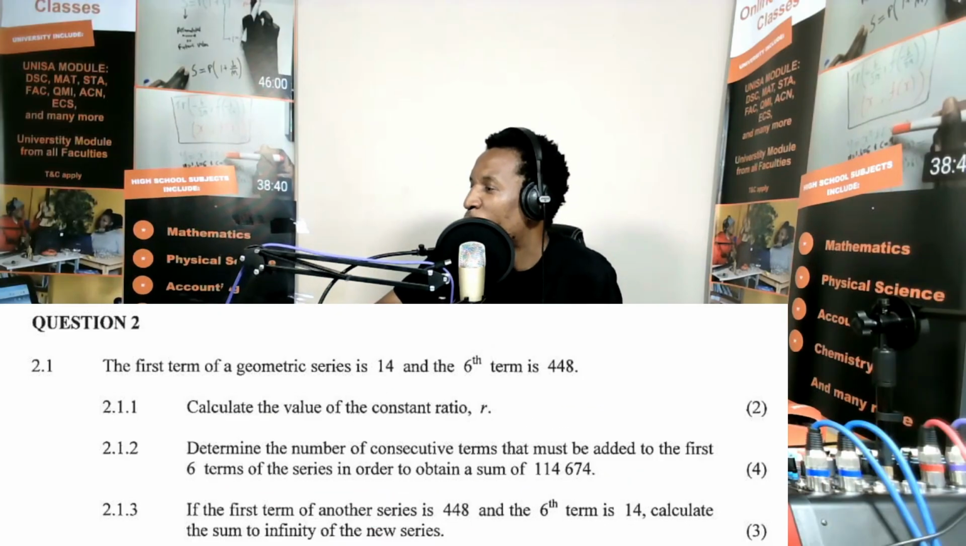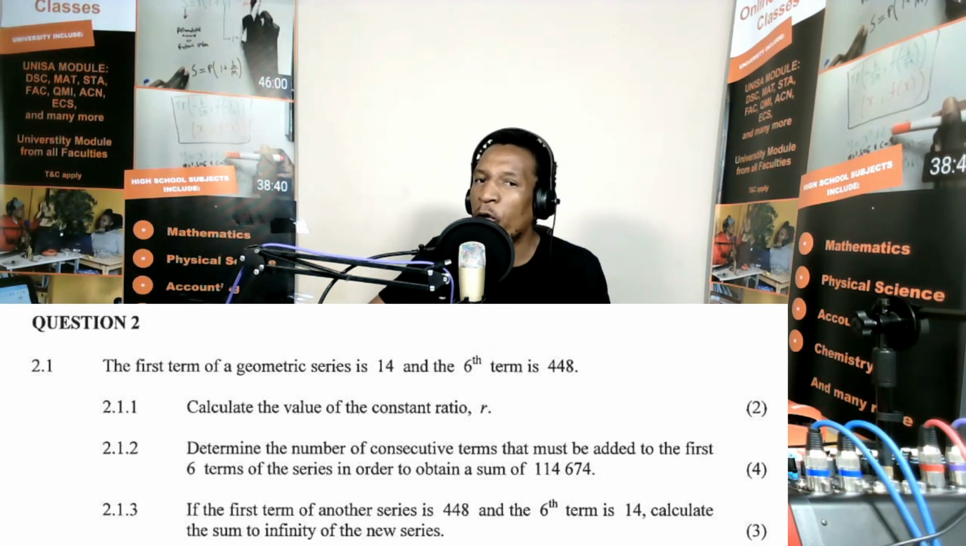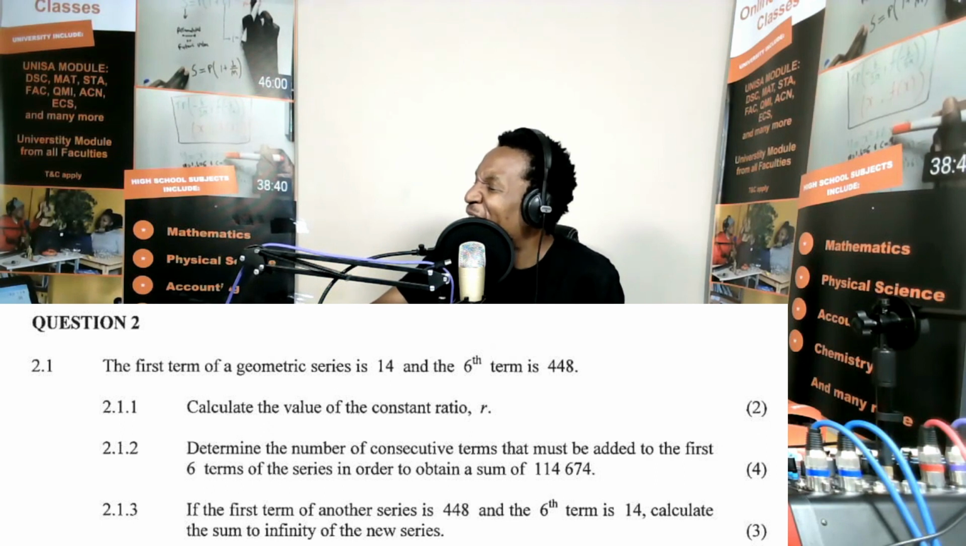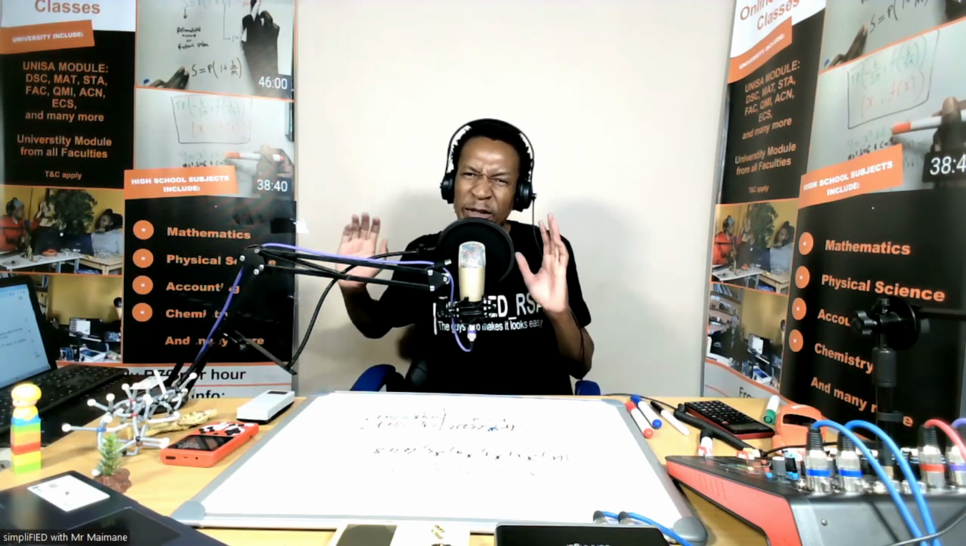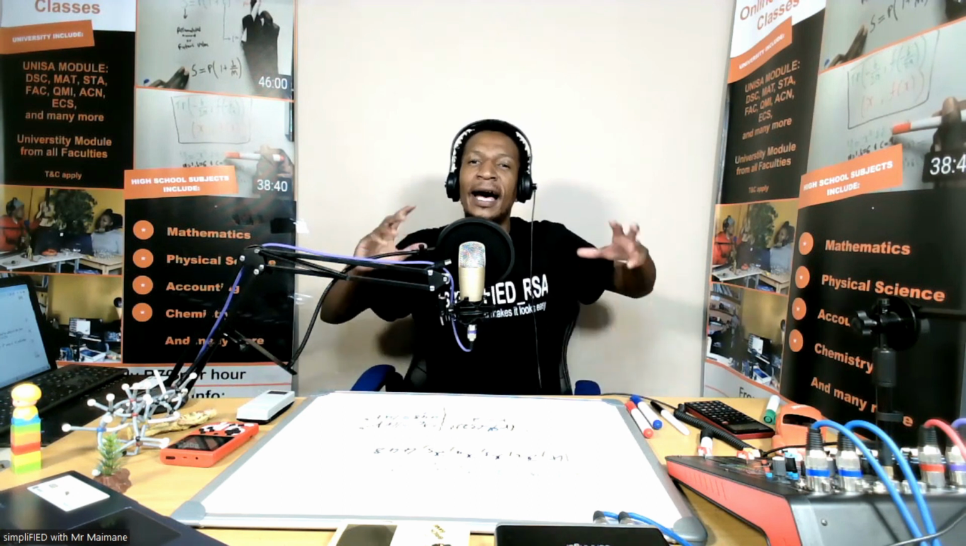So on 2.1.2, we are asked to determine the number of consecutive terms that must be added to the first 6 terms of the series in order to obtain a sum of 114,674. Remember, we're already given the first 6 terms, and we know the common ratio now, meaning we can determine the first 6 terms. But besides that, they just want to know how many terms must be added from the 6 that we already know in order to obtain a sum of 114,674. This question can be tricky, but let's break it down together.